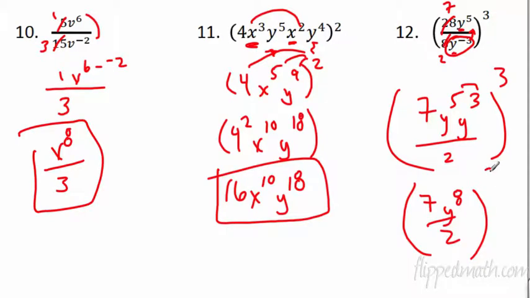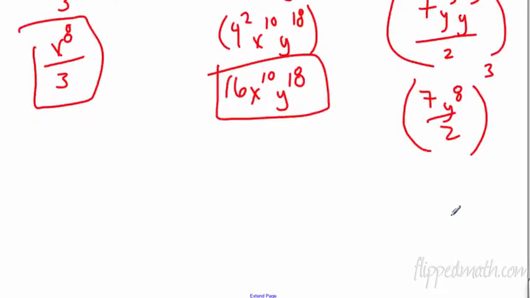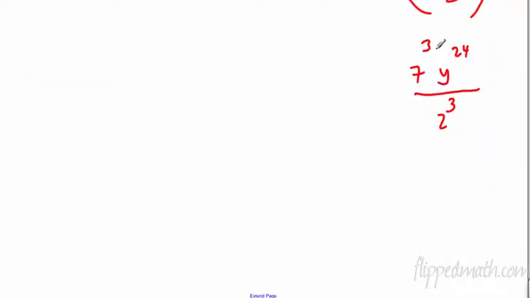And now we have to cube this. Wow. This is amazing stuff. So that cube's got to go to both the top and the bottom of this fraction. Well, if we put it in the bottom, that's easy. That's going to be all over 2 cubed, right? In the top, you got to remember it's got to go to both of those. So we're going to get 7 to the third, y to the 24th. Almost done, peeps. 7 to the third power is 343.